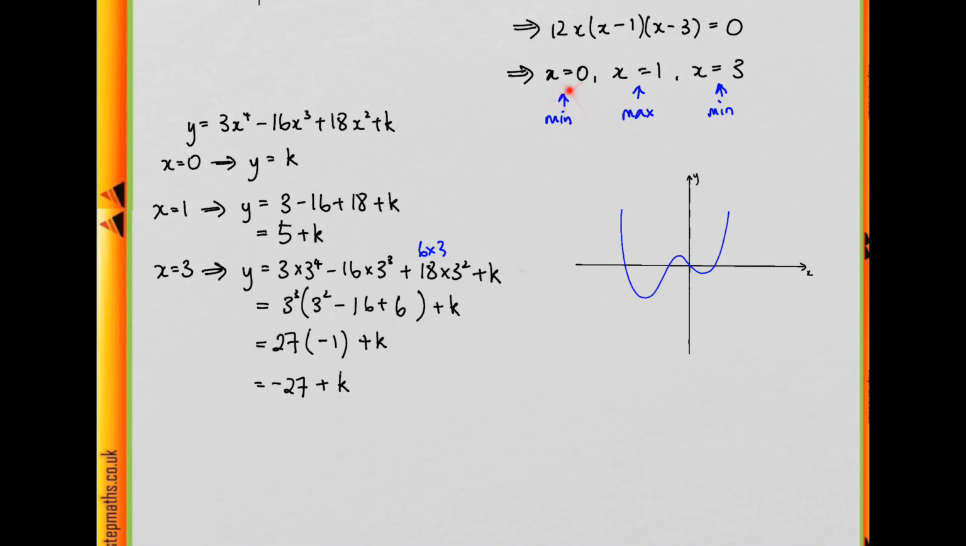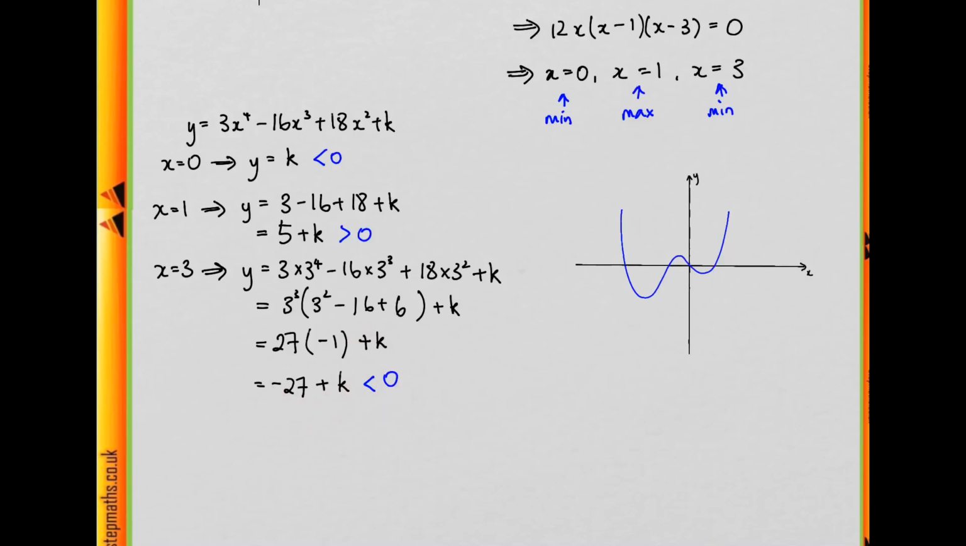So because we know that for x equals 0, this is a minimum, and for x equals 1, this is a maximum, and this is also a minimum. And for 4 solutions, we want both of the minima to be below the x-axis, i.e. less than 0, and we want the maximum to be greater than 0. Then what we get is that we need k to be less than 0, 5 plus k to be greater than 0, and minus 27 plus k to be less than 0.